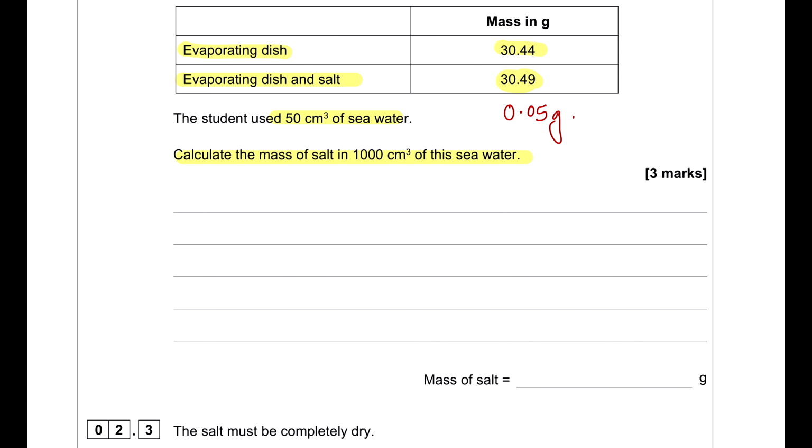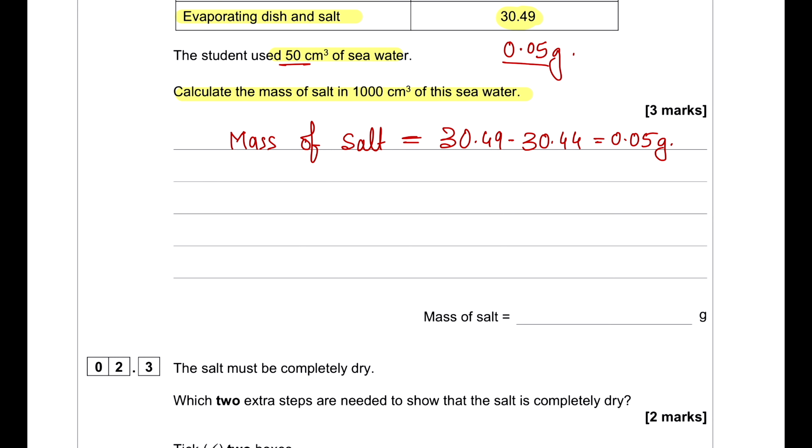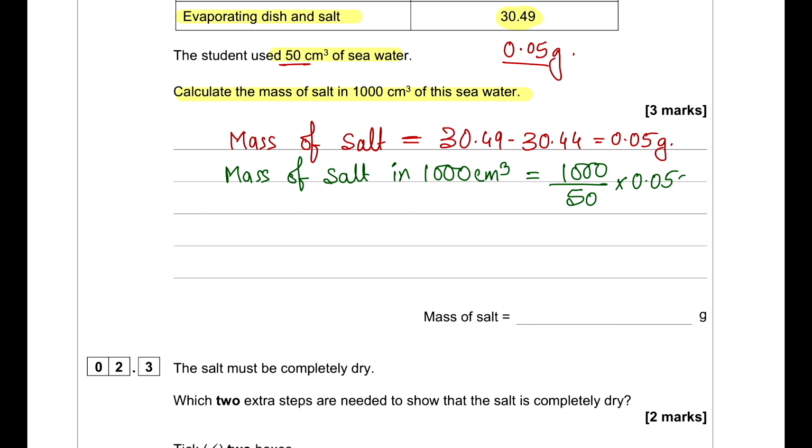Calculate the mass of salt in 1000 cm³ of seawater. Alright, to find this answer, first of all, we will find out the mass of salt, which is 0.05 gram. Then the mass of salt in 1000 cm³ will be equal to 1000 divided by the 50 that we have selected from the seawater. All right, 1000 divided by 50, the answer will be 20, and then we'll multiply that with the amount of salt that we have received in 50 cm³ of seawater, which is 0.05. This is equal to 1 gram.